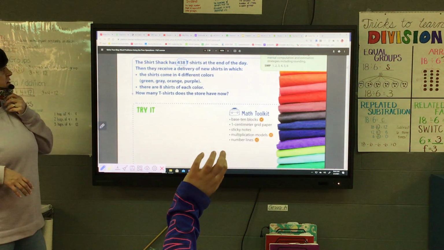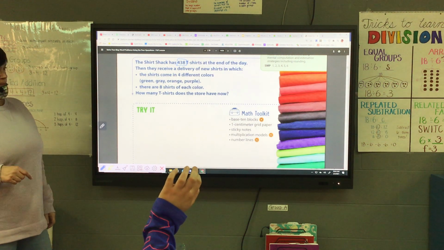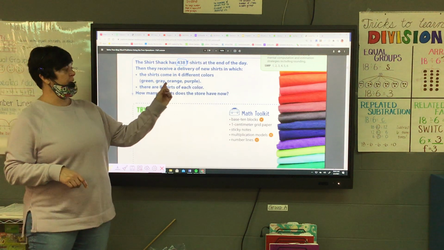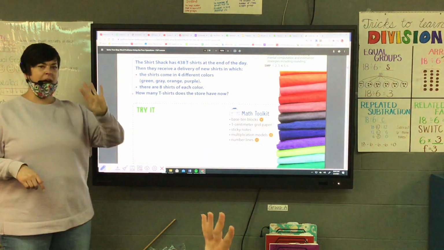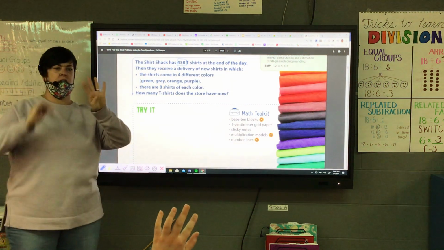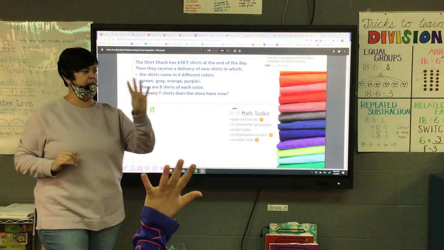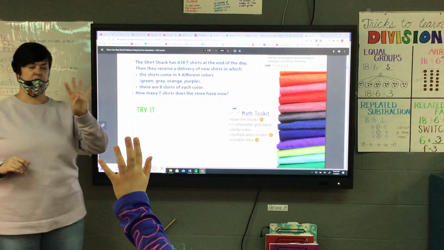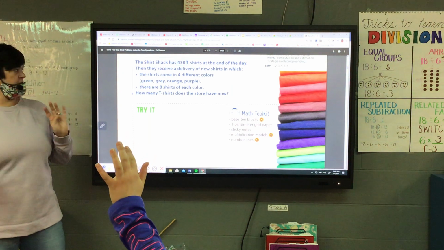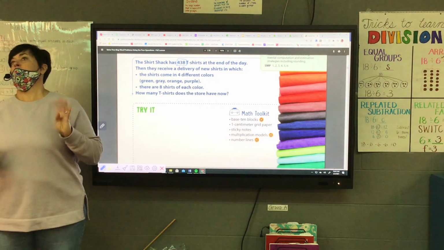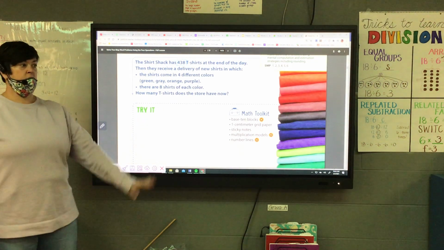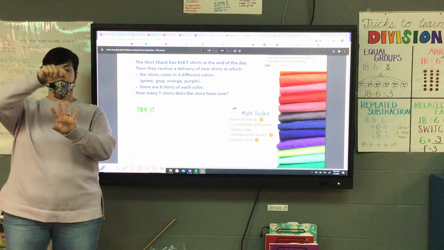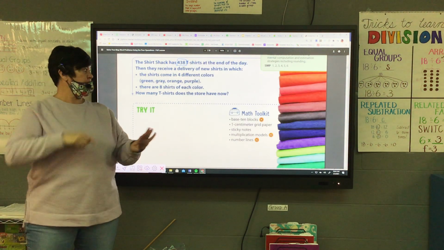Raylyn? There's 4 colors. There's green, gray, orange, and purple. What about each one of those shirt colors, though? What else did we find out about those 4 shirt colors, excuse me? Connor? And there's 8 of them in each color. So there's 8 green, there's 8 gray, there's 8 orange, there's 8 purple.